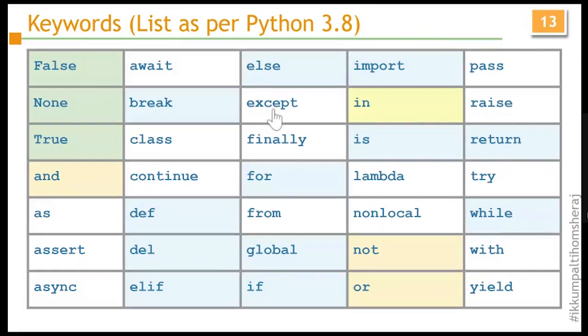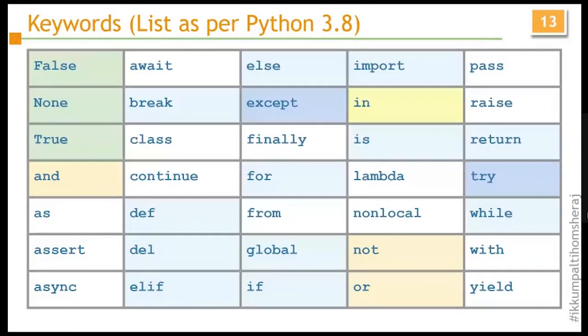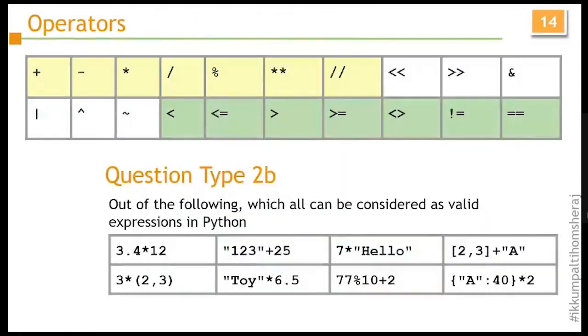So let me put colors here. All those left here in white will not be part of our questions, but their responses might include them, and we have to accept that. Next is operators. If you look at operators here, in yellow you have all the arithmetic operators. In green, what you see are all your relational operators.